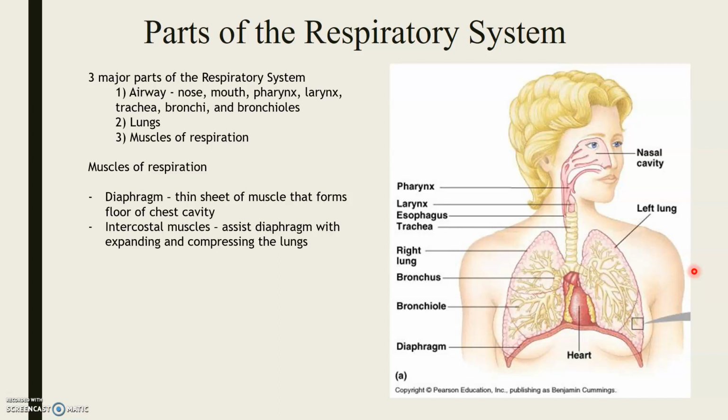And finally, the third part of our respiratory system are the muscles of respiration. These are the diaphragm, a thin sheet of muscle that we introduced in the previous slide that you can see labeled there. This forms the floor of our chest cavity, and not pictured, but still important, the intercostal muscles. These are muscles that are between your ribs that actually help the diaphragm with expanding and compressing the lungs when you're breathing. Now that we have a good idea of the parts of the respiratory system, let's learn how breathing actually works during the next video.